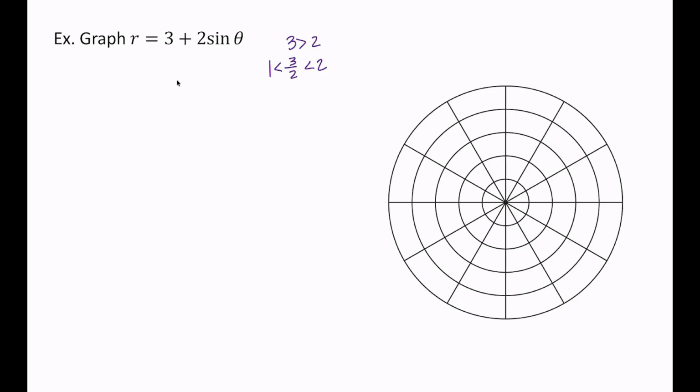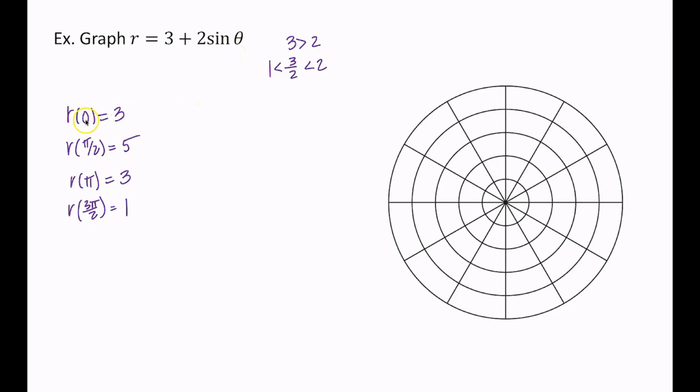And let's find the values by substituting in the quadrantal angles. So let's do r of 0, r of pi over 2, r of pi, and r of 3 pi over 2. Lots of trig practice here. Sine of 0 is 0, so r of 0 is 3. R of pi over 2, sine of pi over 2 is 1, so we're going to have just 3 plus 2, which is 5. R of pi, sine of pi is 0, so we're going to have just 3 again. And then sine of 3 pi over 2 is -1, and so we're going to have 2 times -1, or -2, so 3 minus 2 is 1.